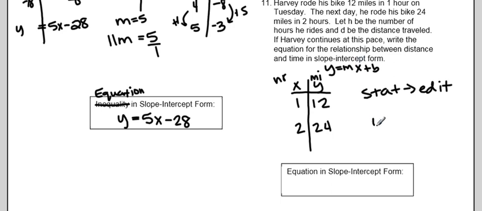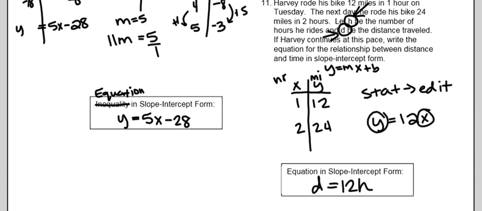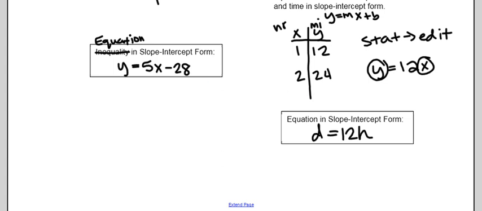So we find out that y equals 12x. Pretty good, but not quite. They tell us to use the variables d and h. Well, if we look back here, our x is with the h, so everywhere you see an x, it becomes an h. Everywhere you see a y, it becomes a d. So our final equation is d equals 12h. Okay then.